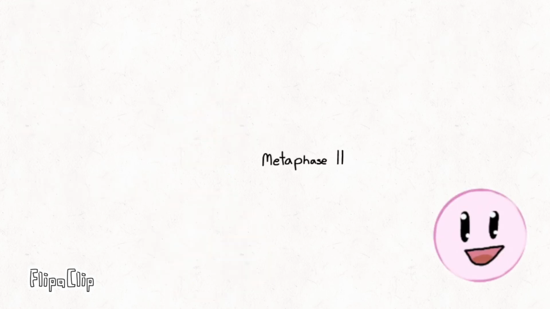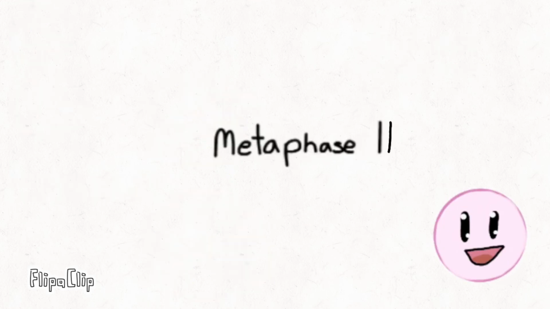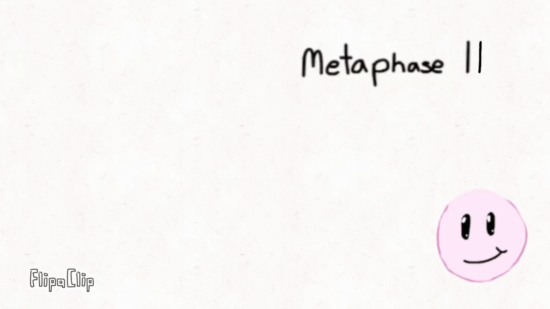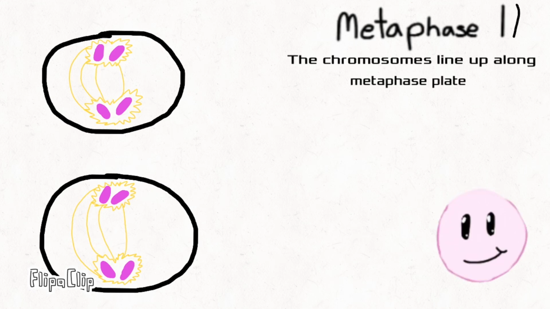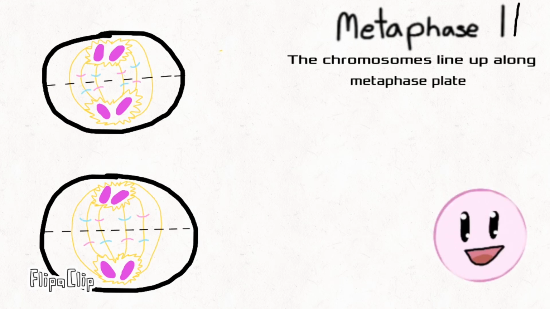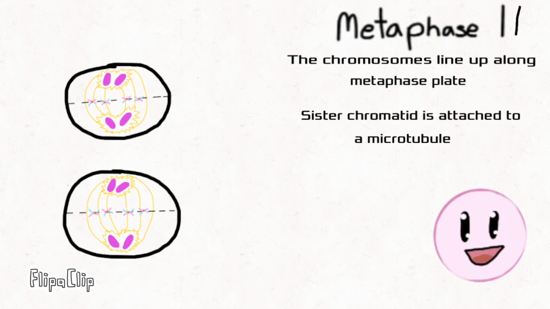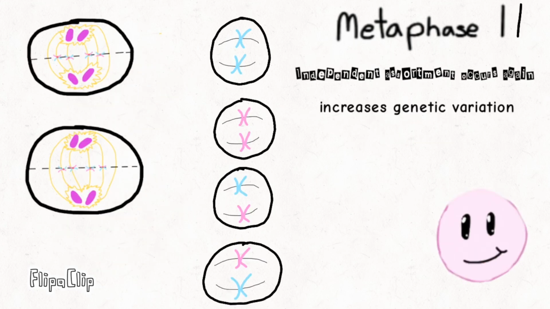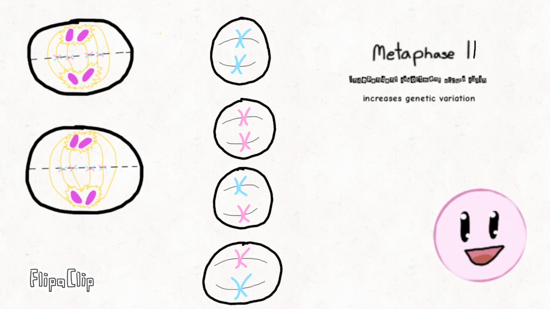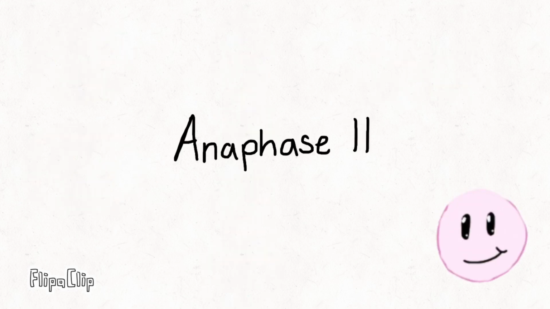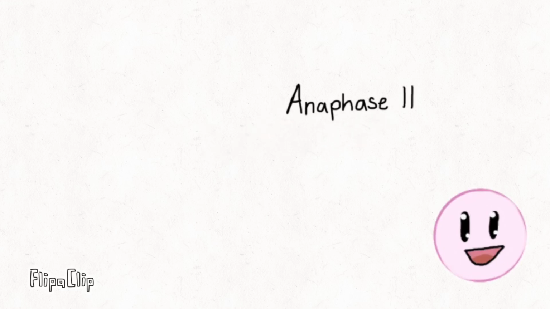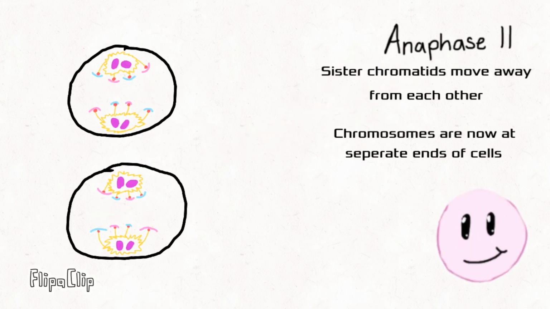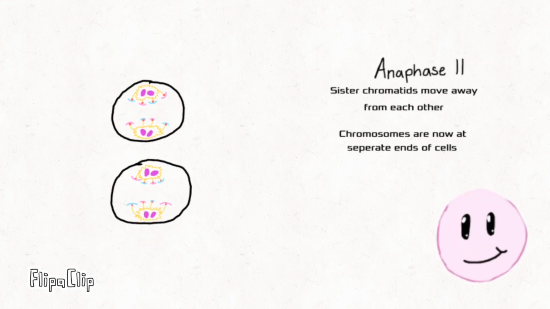After this, metaphase 2 will begin to occur. During metaphase 2, the chromosomes will be lined up individually along the metaphase plate. Unlike metaphase 1, in metaphase 2, the chromosomes line up single-file instead of in pairs. Continuing along, each sister chromatid is attached to a microtubule. Independent assortment also occurs during metaphase 2 to increase gene variation. Then, in anaphase 2, the sister chromatids of each chromosome separate and start to move away from each other. Anaphase 2 is finished when each sister chromatid, now a separate chromosome, is at separate ends of the cell.